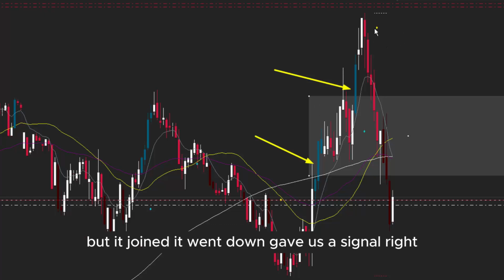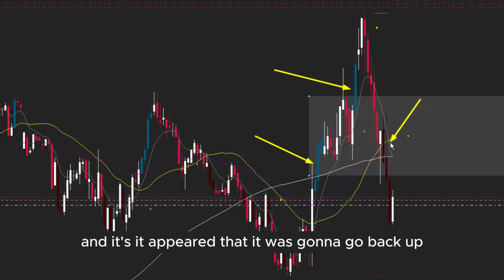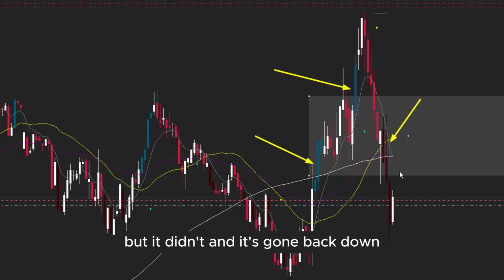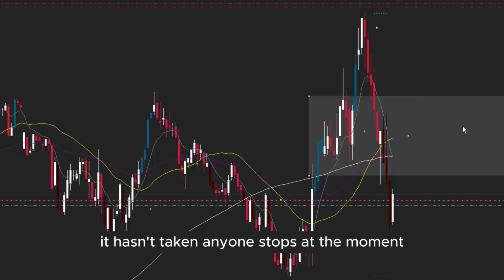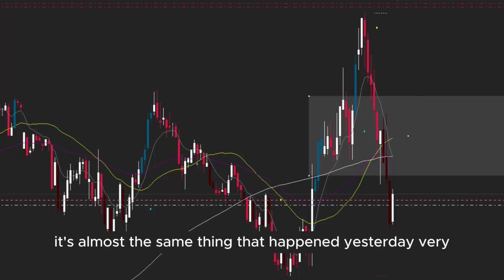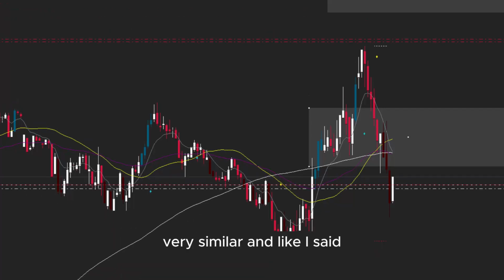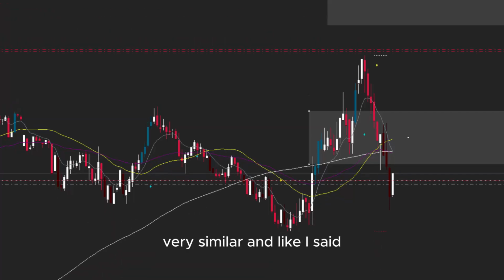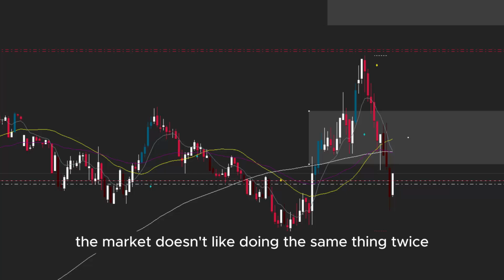But it went down, gave us a signal, right? And it appeared that it was going to go back up, but it didn't. And it's gone back down, but it hasn't actually taken anyone's stops at the moment. It's almost the same thing that happened yesterday. Very, very similar. And like I said, the market doesn't like doing the same thing twice.